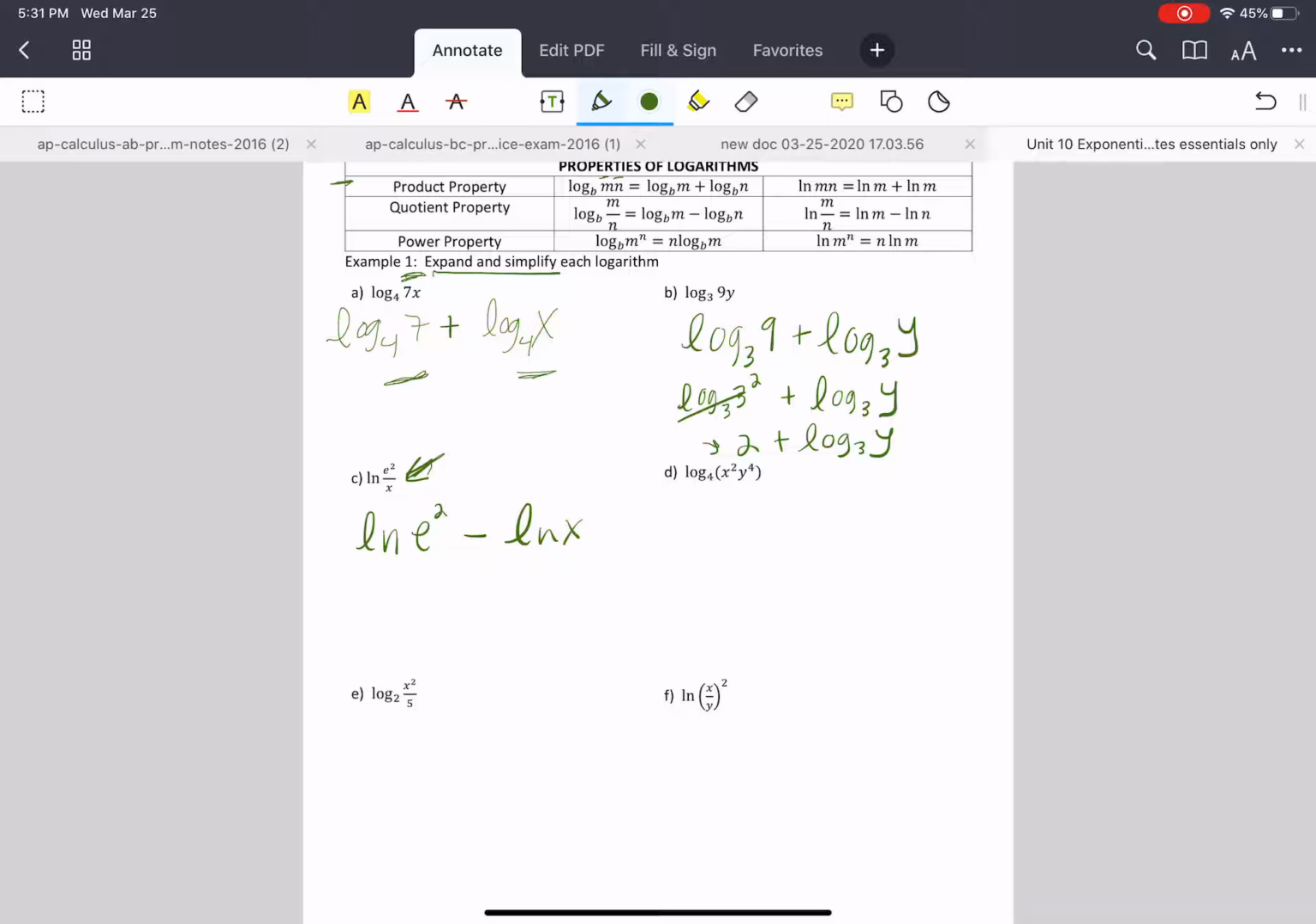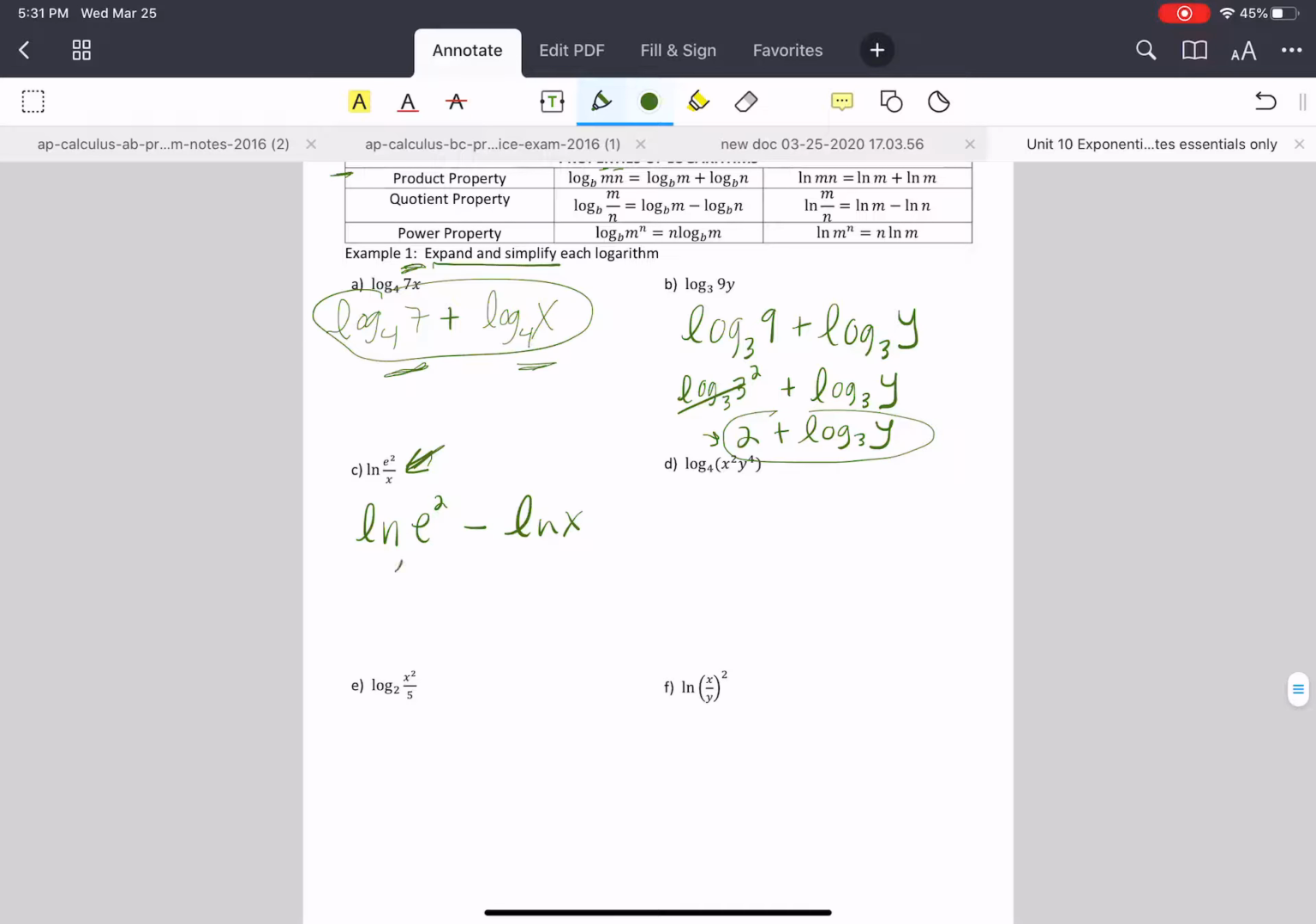Let me go ahead and circle these answers for you guys so you know what the answers are. Can I simplify any of these logarithms? Well, I can, because the natural log is base e, and I have an e here, so that's going to reduce and become 2 minus ln of x. Again, 10.3 would be a good refresher on how to simplify those if you need more than what I just said. Okay, let's look at D.